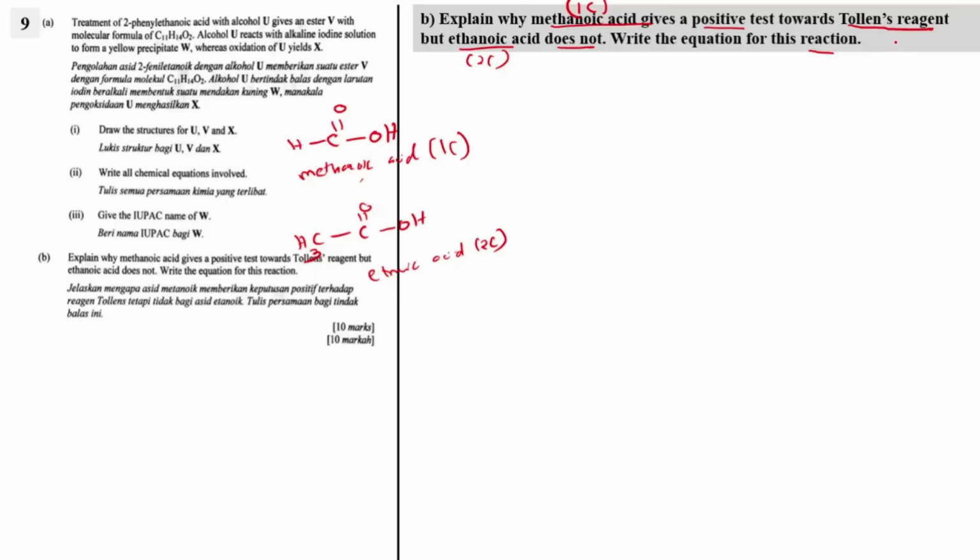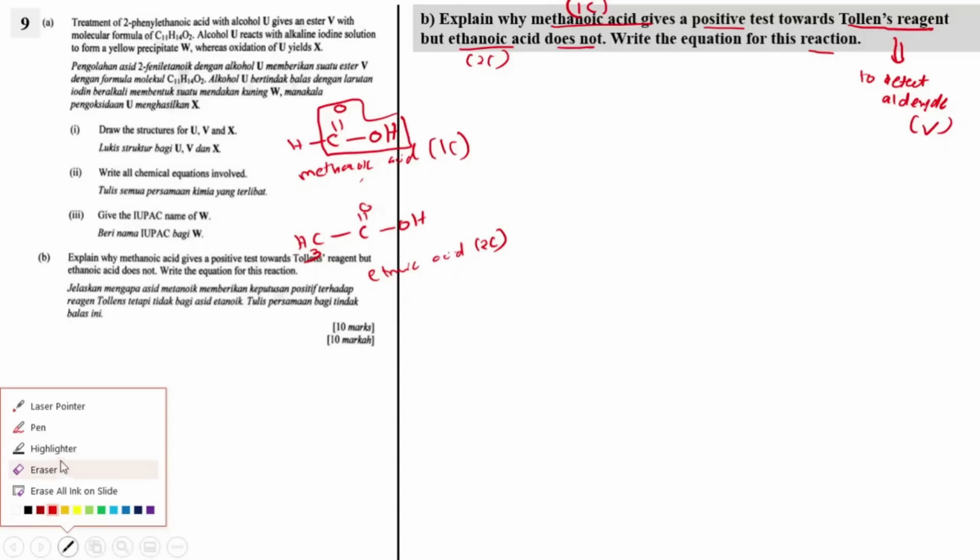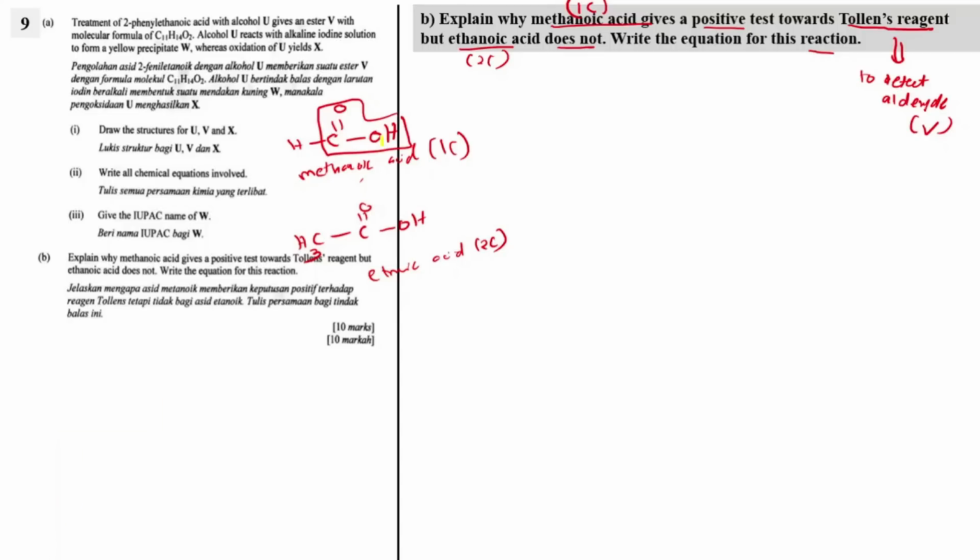Tollens' reagent is used to detect aldehyde. So when there is an aldehyde, it's going to give a positive result. As you can see here, the methanoic acid is very special because it has the carboxyl group, and at the same time, it has the aldehyde group. If you look here, you have C double bond O, and then you have H. So there is the aldehyde group.